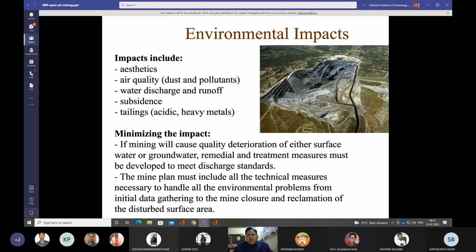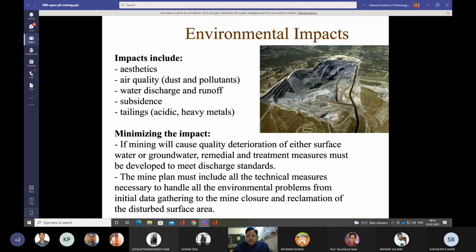And initially, before the start of the mining, you have to collect the environmental parameters: water quality, air quality, noise, vibration. Then after the mining has started, when full scale mining is going on, also you are going to collect the water samples, water quality analysis, air quality analysis, noise and vibration. So how much environmental impact is there, you can come to know from the baseline data which you have gathered at the initial stage of mining.